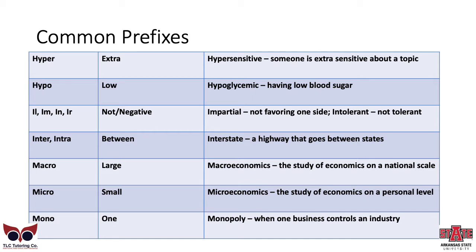Macro means large. Macroeconomics is the study of economics on a national or even international scale. Micro means small. Microeconomics is the study of economics on the personal or individual level. Mono means one. A monopoly occurs when one business has total control of an industry.